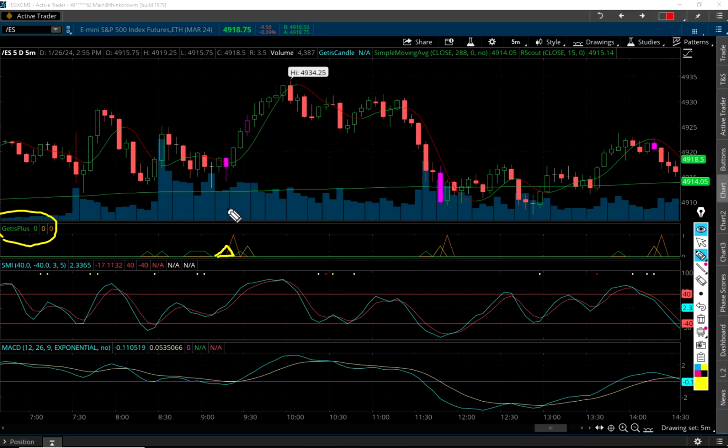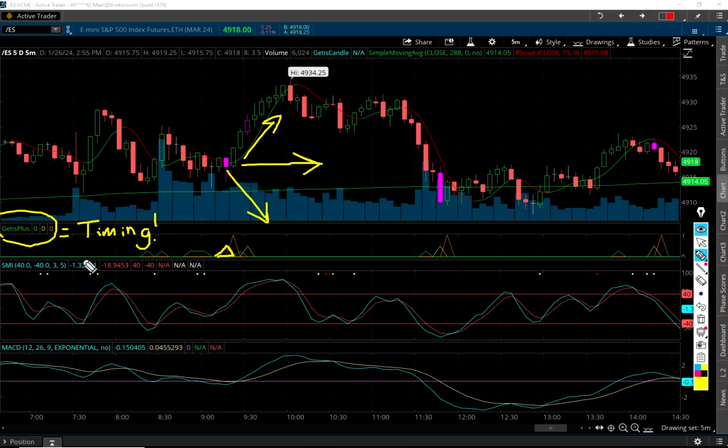That's all it is. GetisPlus Indicator equals timing. We just write it out. Timing. That's it. Just timing, not direction. It doesn't tell you whether when this indicator comes, you go down, go up, or even sideways for that matter. It doesn't do any of this directional stuff. It just gives you timing.